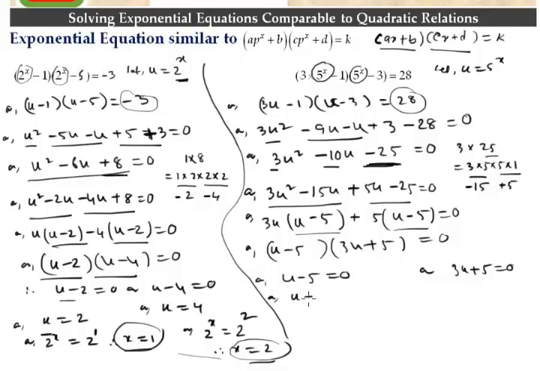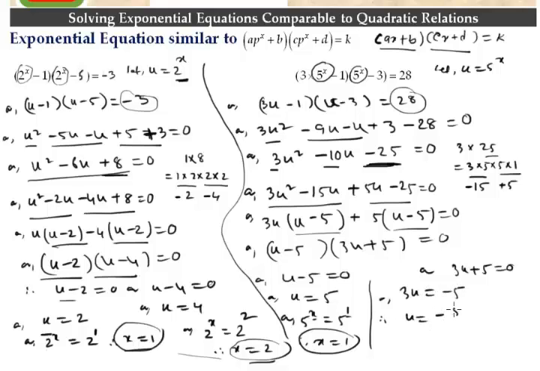From here we will get u equals 5, and u is 5 to the power x. So 5 to the power x equals 5 to the power 1. So from here x equals 1. And here 3u plus 5 equals 0. Therefore 3u equals minus 5. Therefore u equals minus 5 by 3.